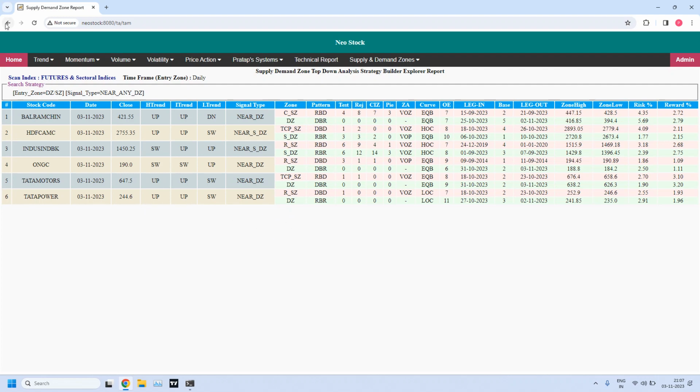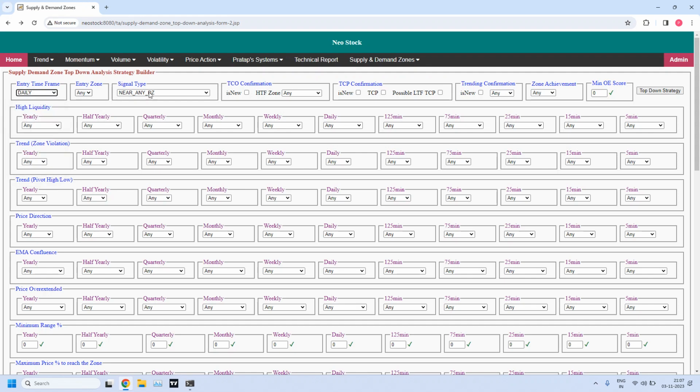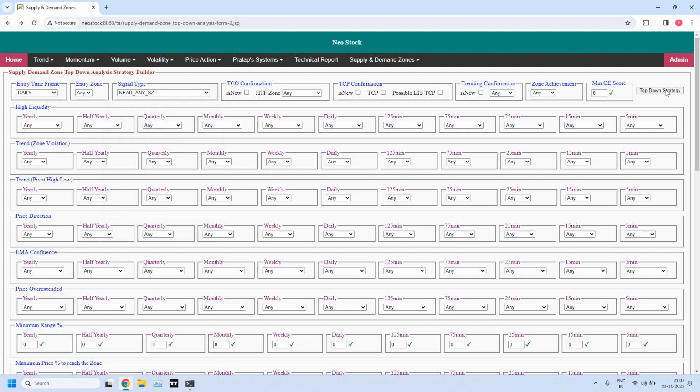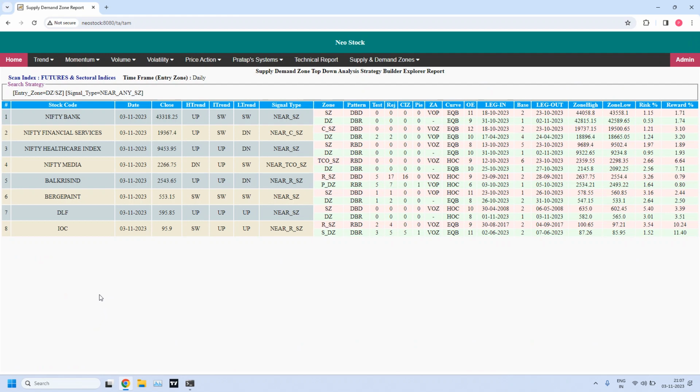So let's go back. Entry time frame daily. Let us find the stocks which are near to the daily supply zone. These 8 stocks are near to the daily supply zone.